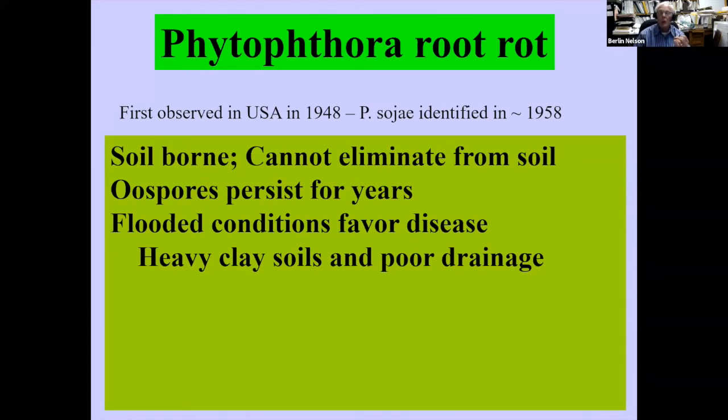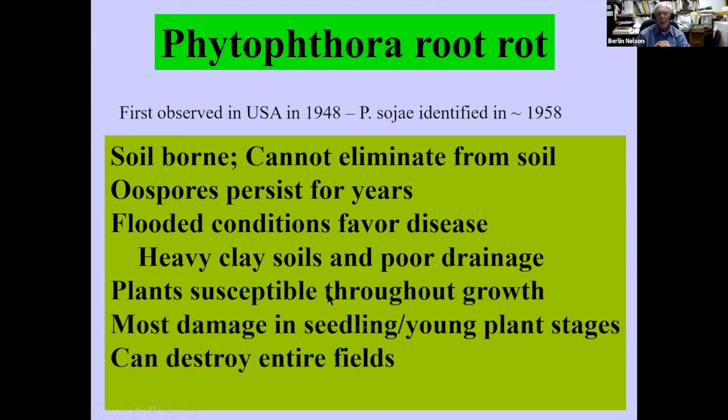Number one, it's soil-borne. You can't eliminate it from the soil. And it's hard to get to those things in the soil. You know, they're in the soil. Trying to get something to them is a lot different than trying to get to something on a leaf. These oospores persist for years. There's really no way to get rid of them. Even in the longest of crop rotations, you're not going to really make a huge change, I don't think. Flooded conditions favor disease. That's why the Red River Valley is traditionally the home of this fungus. Heavy clay soils and poor drainage. And, you know, it's guys like Hans Kandel that are making a big dent in there with all that tiling that they're doing out there.